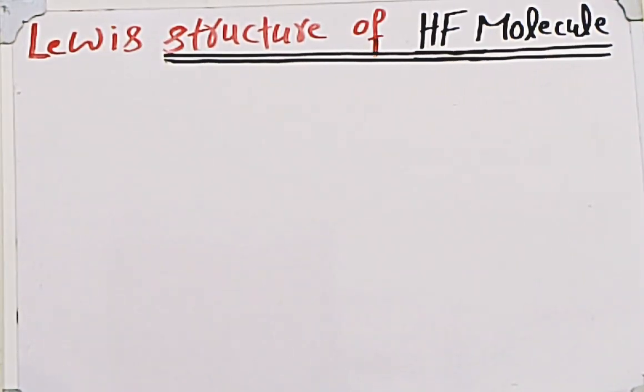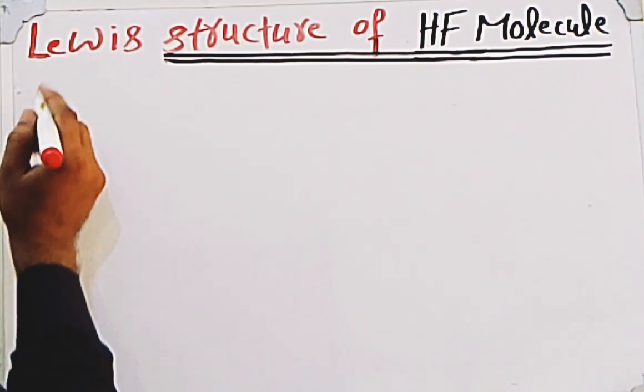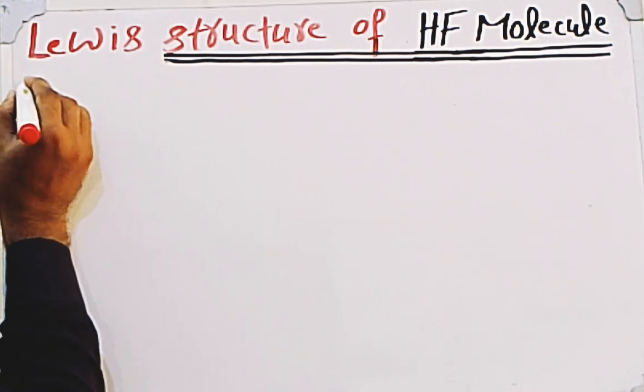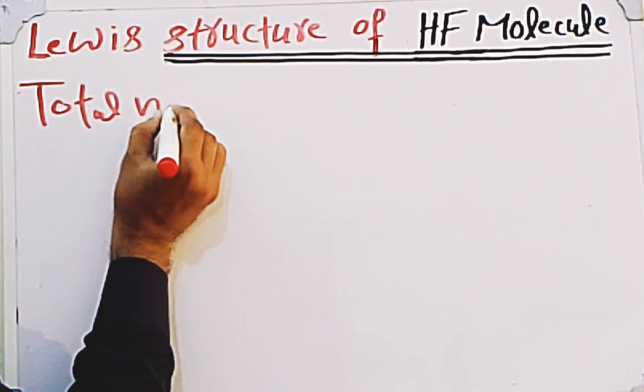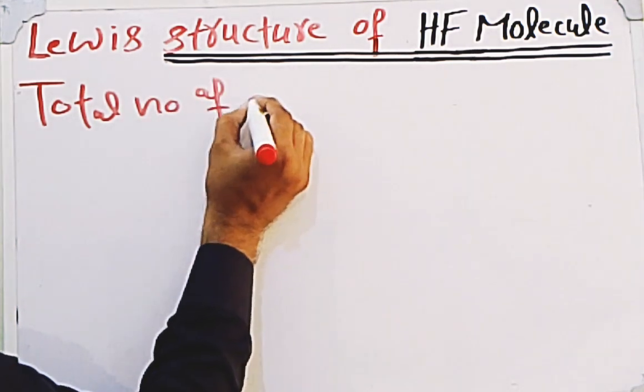In this video, we are going to draw the Lewis structure of HF molecule. Students, to draw the Lewis structure of HF molecule, first of all, we have to calculate total number of electrons.